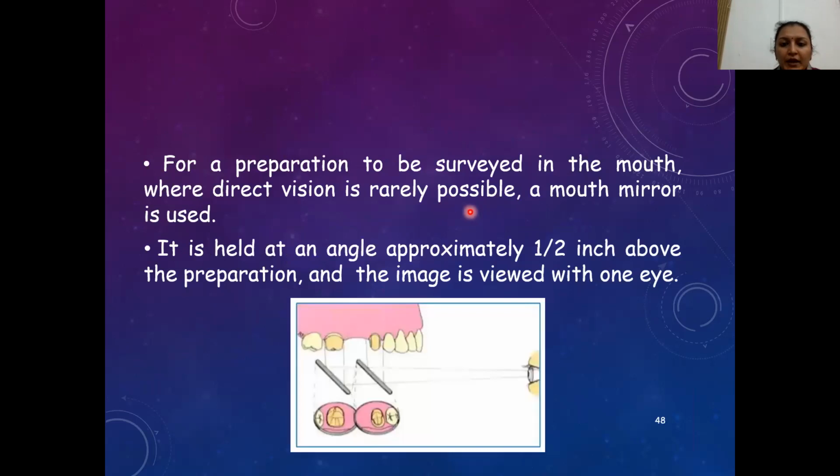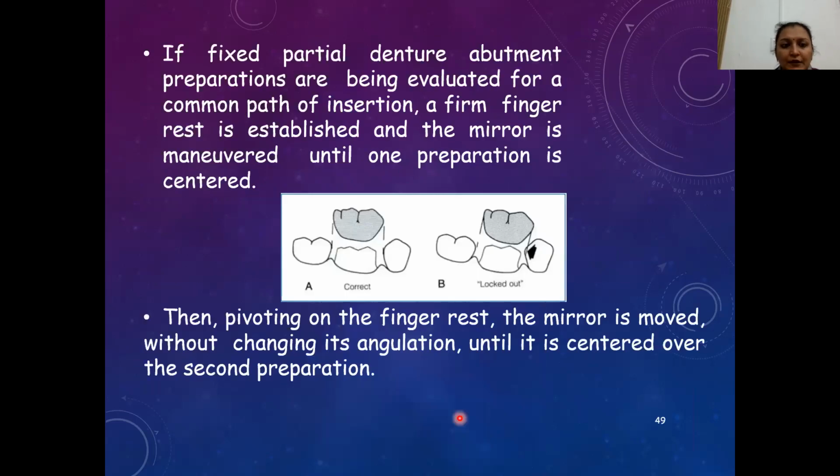For a preparation to be surveyed in the mouth, where direct vision is rarely possible, a mouth mirror is used. It is held at an angle approximately half an inch above the preparation, and the image is viewed with one eye. If fixed partial denture abutment preparations are being evaluated for a common path of insertion, a firm finger rest is established and the mirror is maneuvered until one preparation is centered. Then, pivoting on the finger rest, the mirror is moved without changing its angulation until it is centered over the second preparation.